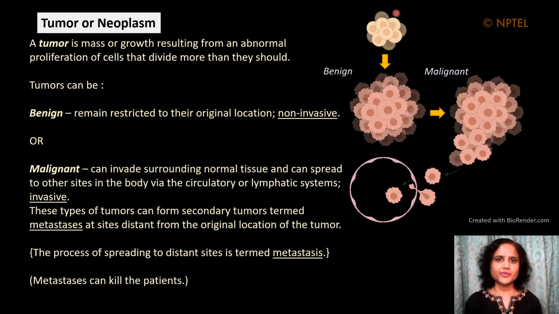These types of tumors can form secondary tumors termed metastasis at sites which are distant from the original location of the tumor. And this process of spreading to distant sites is termed metastasis. The metastasis can actually kill the patients.